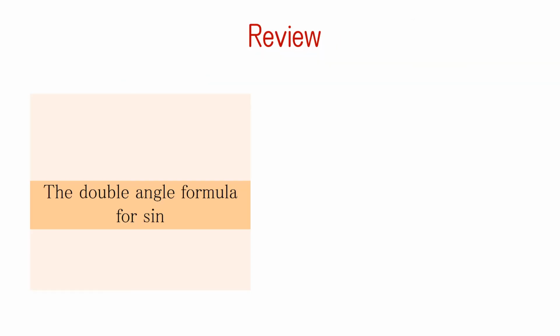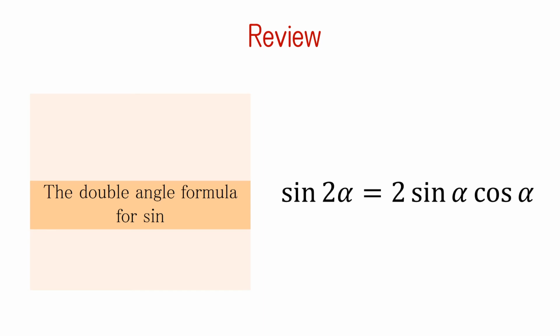Finally, let's review what we have learned. The double angle formula for sine is sin 2 alpha equals 2 sin alpha cosine alpha. That concludes this lesson.